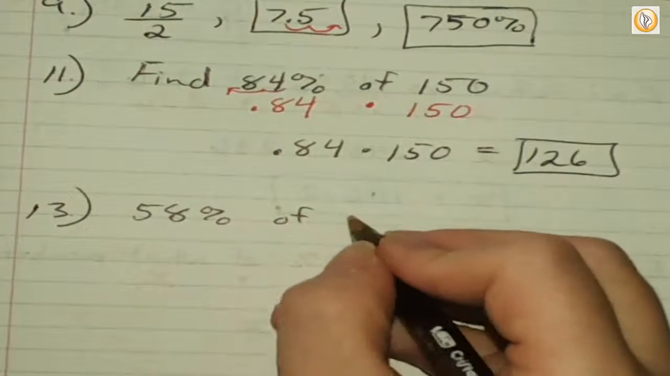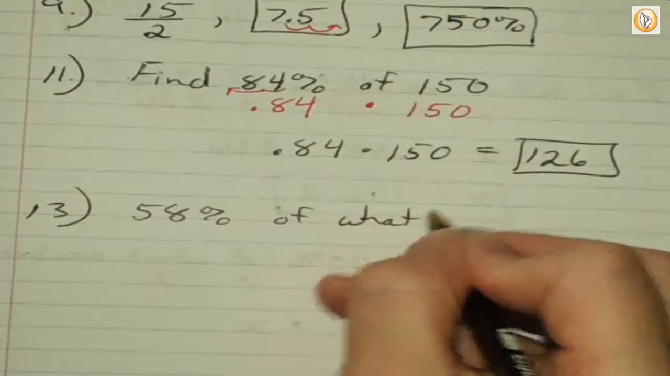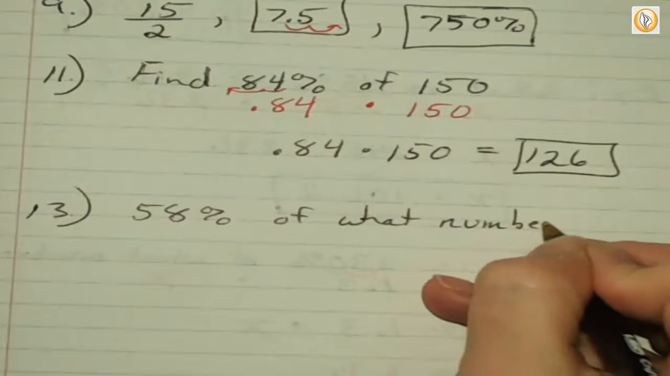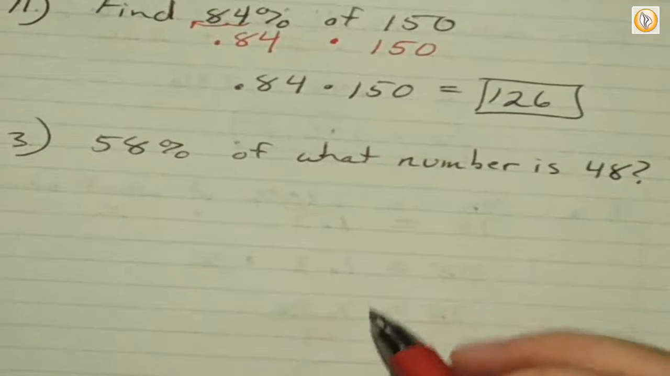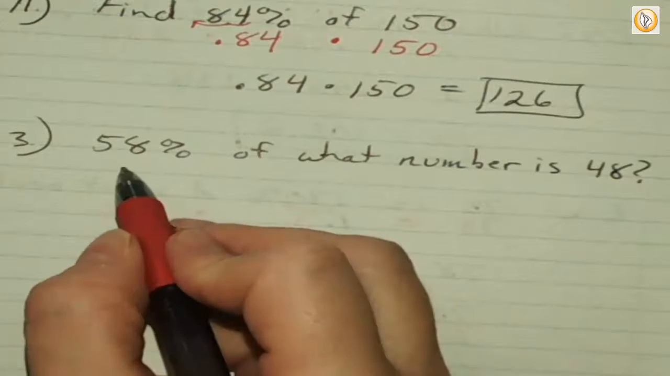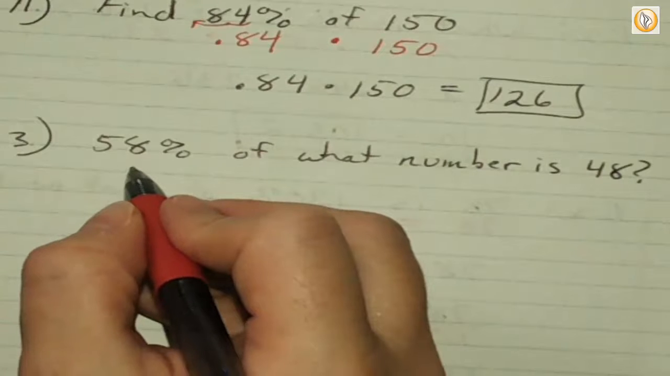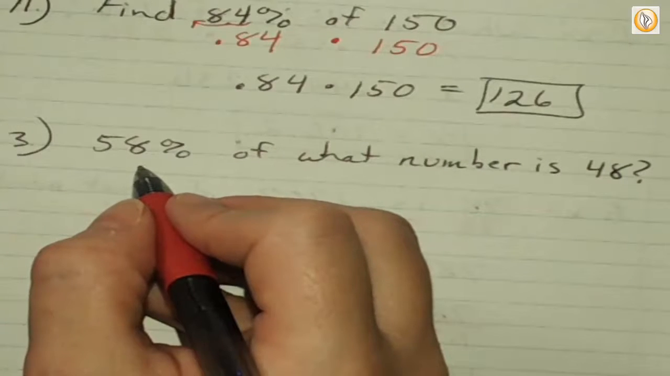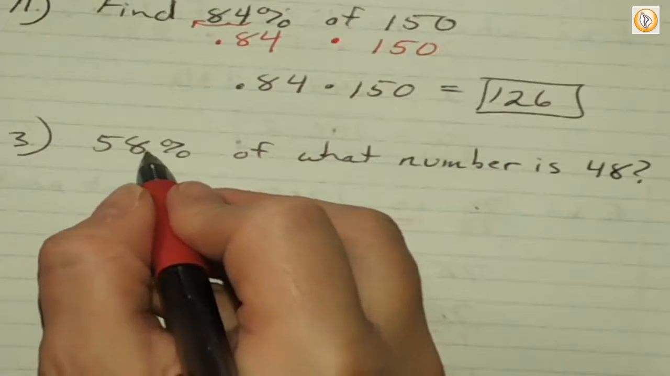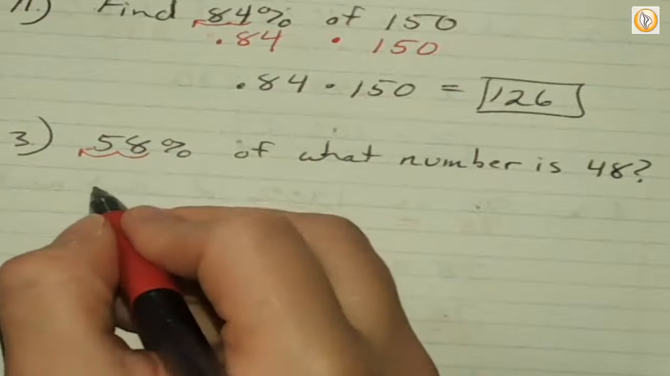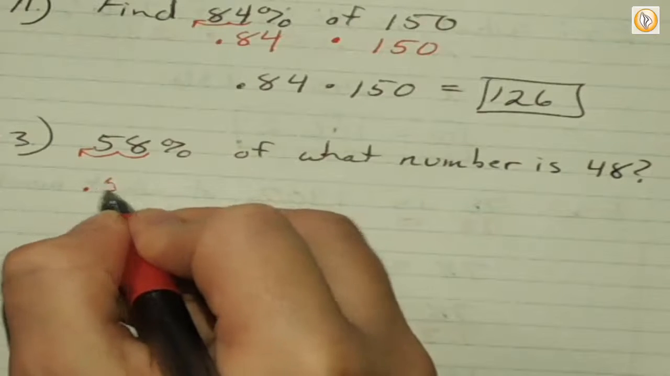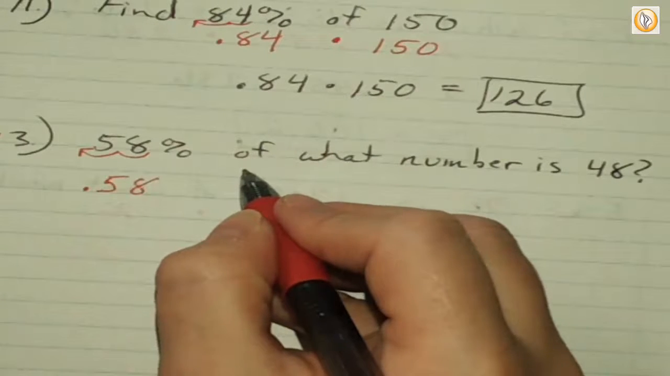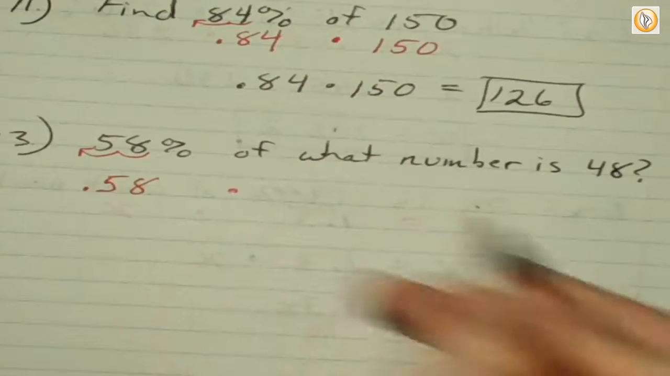58% of what number is 48? Whit, you want to do this? Sure. What do I do to the percent? Change it to a decimal. Okay, and I do that by moving the decimal 2 places to the left. What do I get? 0.58. Very good. Of is times.